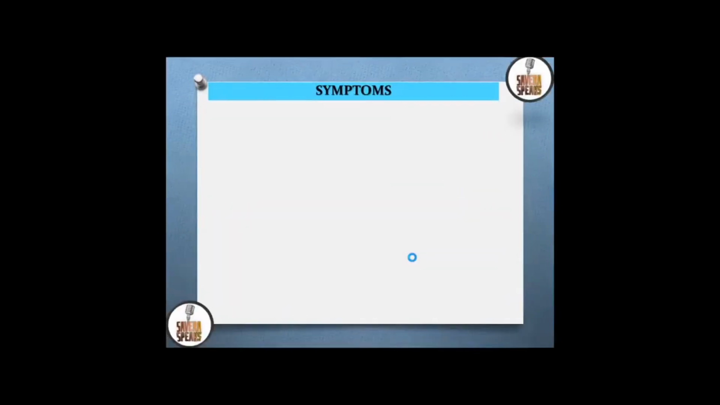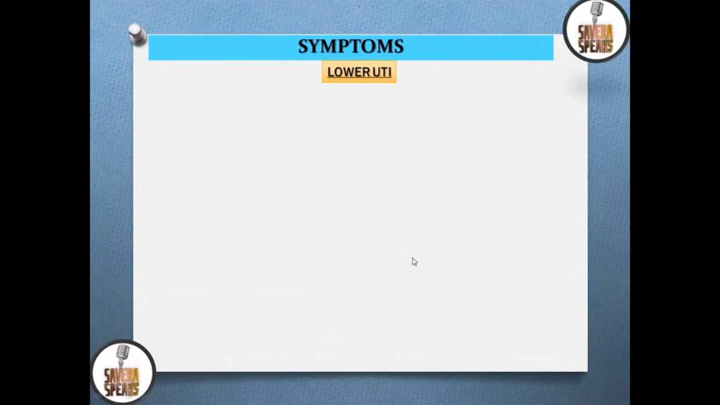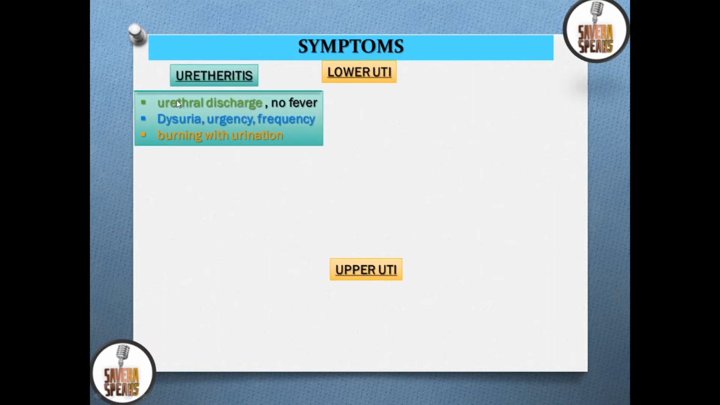The symptoms are different for lower UTI and upper UTI. The lower UTI includes urethritis, which has the characteristic symptom of urethral discharge. Other than that, there are dysuria, urgency and frequency. Dysuria is difficulty in urination, urgency is that the patient cannot control urination, and frequency is repeated urination. But there is no fever in urethritis, and there is burning with urination.